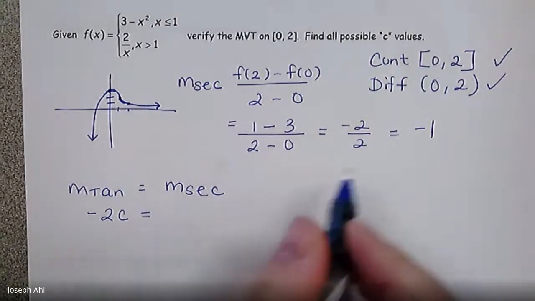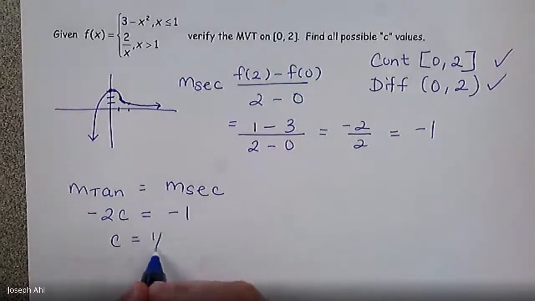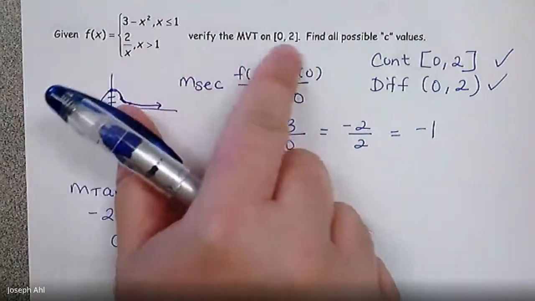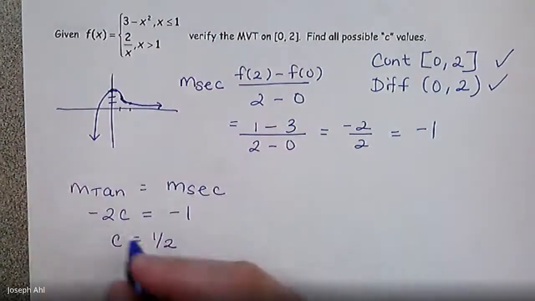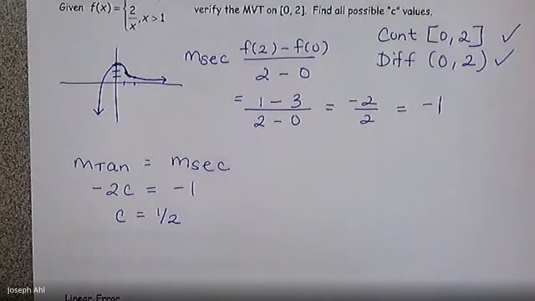So if we set that equal to the slope of the secant, which is negative 1, we're going to wind up getting that c is equal to 1/2. So does that correspond with the value on this function between 0 and 2? And the answer to that is yes. So at c equals 1/2, the slope of the tangent would equal the slope of the secant.